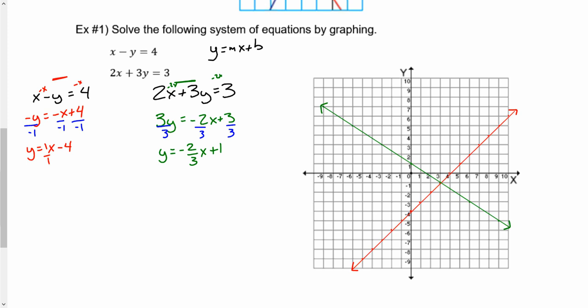So our question is, because we have these two equations, where are they equal? Well, they're equal right here, and the coordinates of that point are (3, -1). Always make sure that you write it as x, comma, y, alphabetically. It makes things a lot easier.